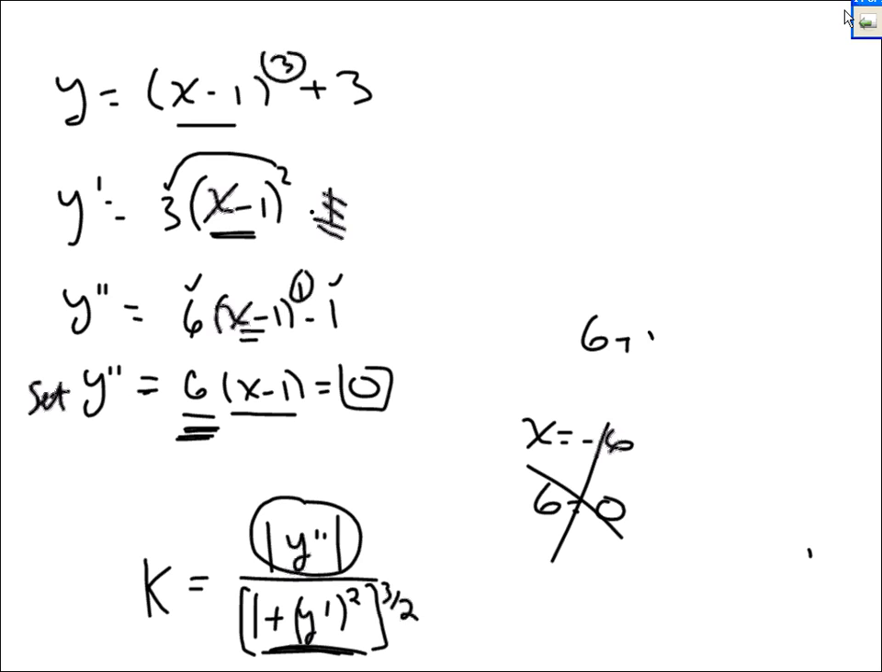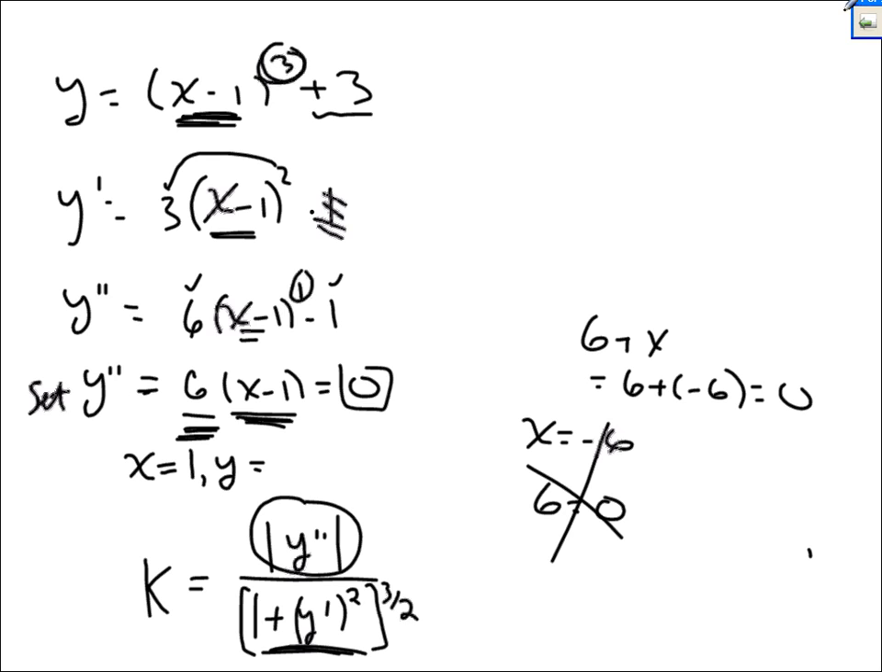Maybe 6 plus x, when x is -6, is equal to 0. 6 doesn't equal 0. But x minus 1 does. It happens when x is 1. If you wanted to find the y value, 1 minus 1 is 0. Cube 0 gets 0. Add 3. So the curvature is 0 at (1, 3).